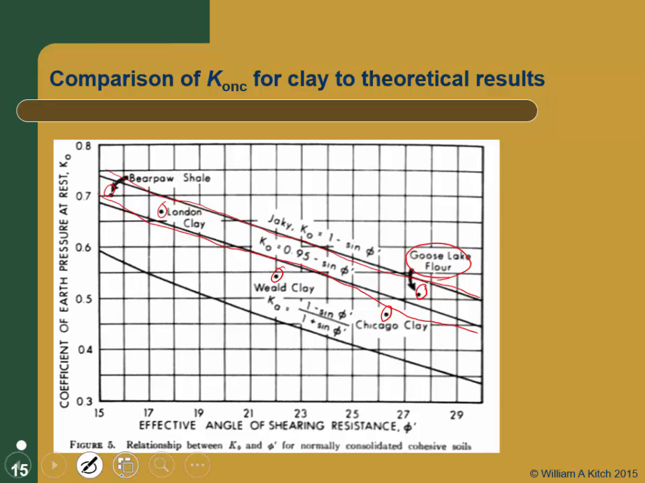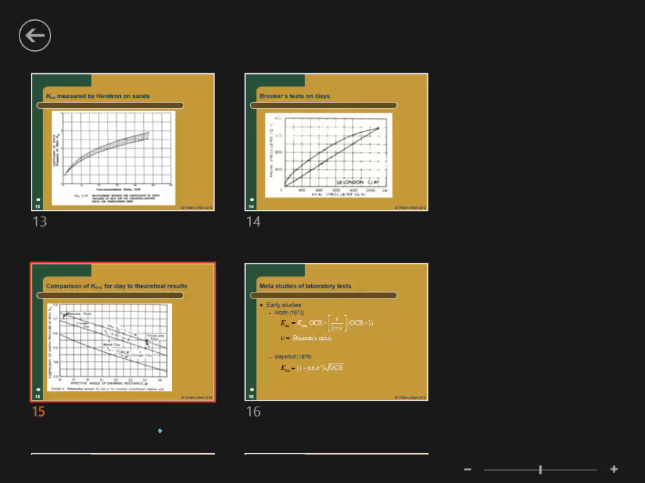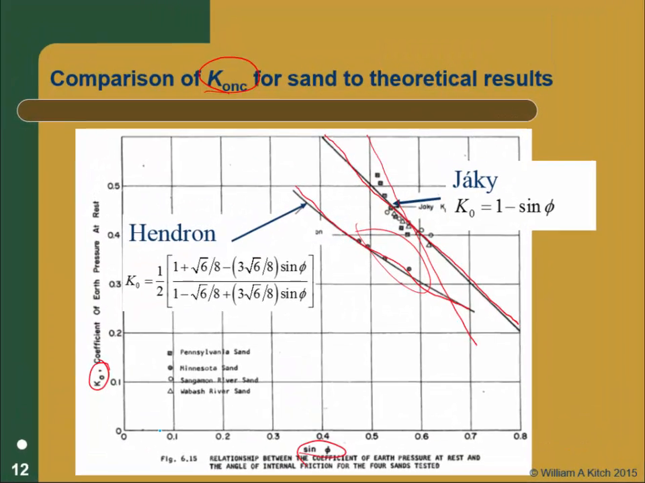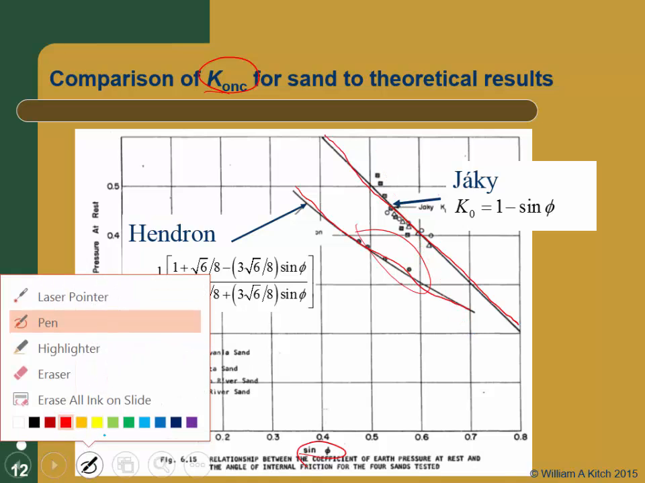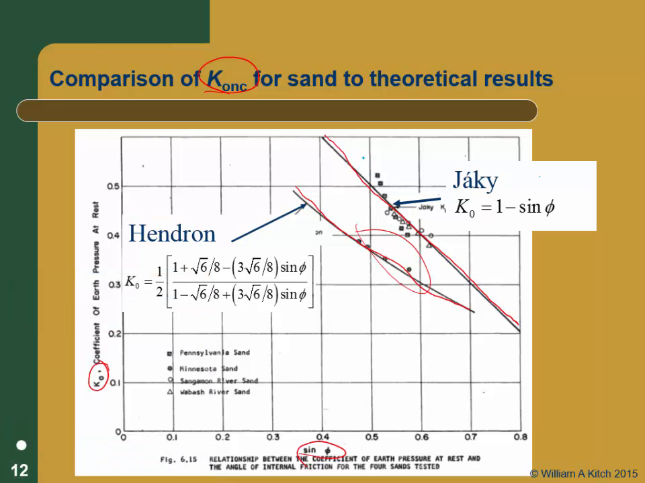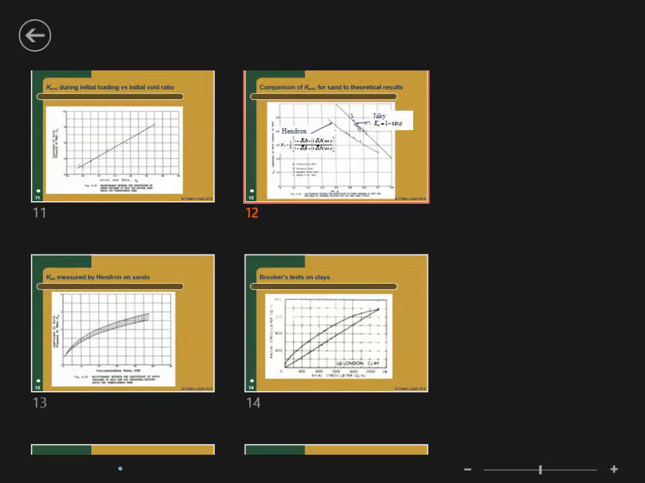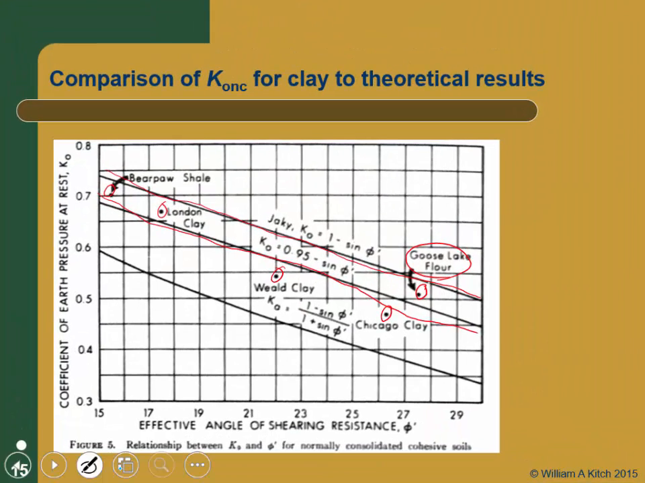Remember, with sands, it was pretty clear that the slope of the line, I probably should have drawn that in a different color, let me do that, it was pretty clear that the slope of the line, if you did a best fit slope for the line, maybe that's not quite right, was going to be steeper than the line that Jaky had. But for the clays, the slope's better. The magnitude's not as good. I mean, a best fit line through these is going to be someplace down here. So the slope's better, but the magnitude's off a little bit.